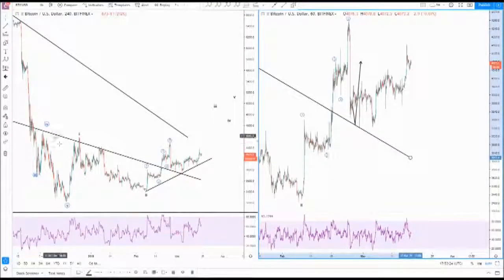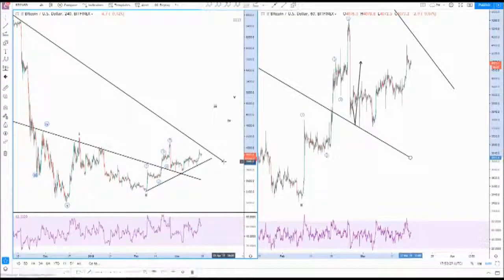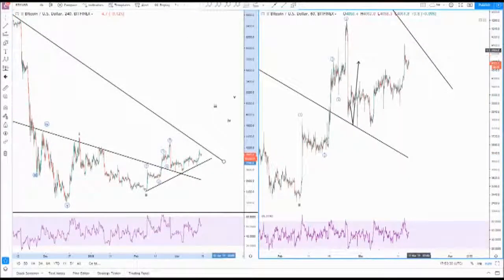Okay. So we had the wedge. We've broken back inside the wedge. It's important that we extend this then. So if you have a look on the hourly, you can see that we're back inside the wedge, but we're very close to resistance. So we probably should get some reaction, whether it's up or down, but we'll get it soon, right? Within the next week.